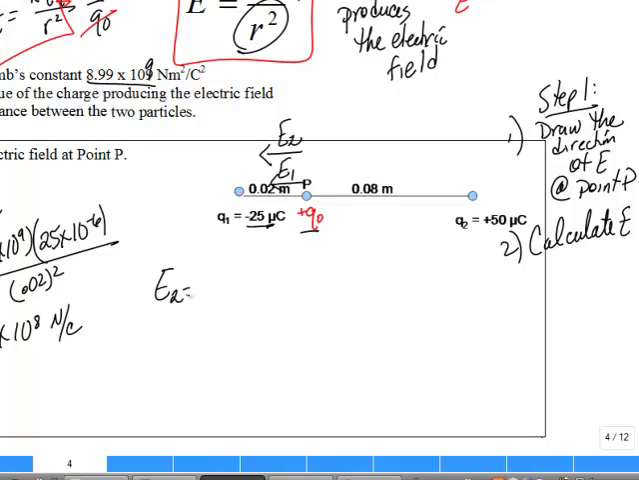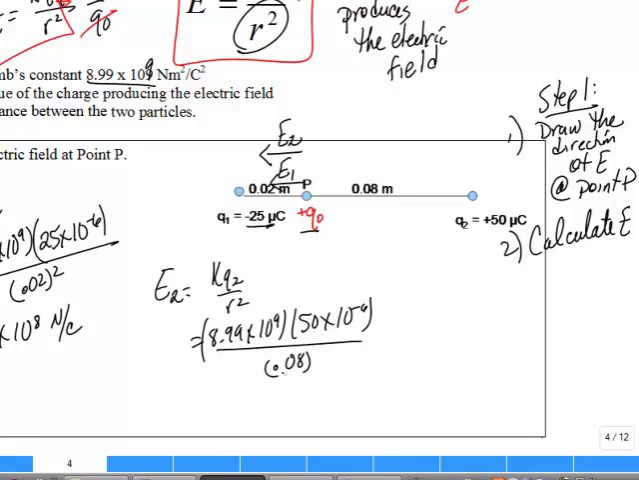We're going to do the exact same thing. We have to calculate what that E2 value is. This time it will be kQ2 over r squared. 8.99 times 10 to the 9th times 50 times 10 to the minus 6th divided by 0.08 squared. Plug that value in our calculator. You'll get very good at plugging in 8.99 times 10 to the 9th because we will use that a lot. A lot smaller number, 7.0 times 10 to the 7th Newtons per coulomb.